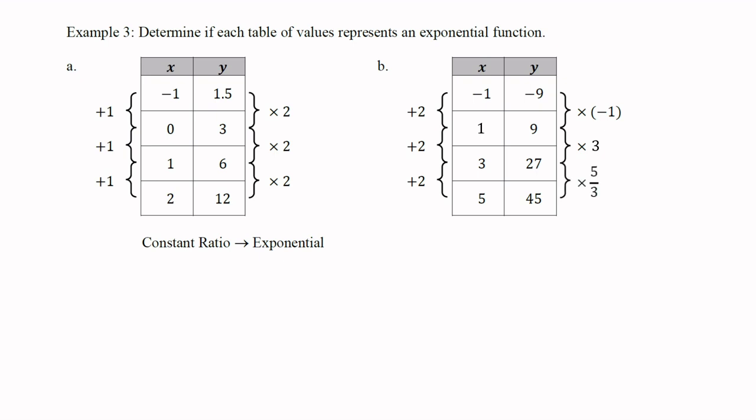From 27 to 45, we have to multiply by 5/3. So that further drives home the point that the ratio is not constant, so therefore it is not exponential.